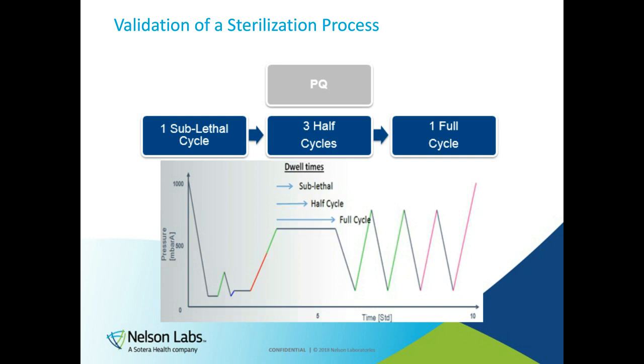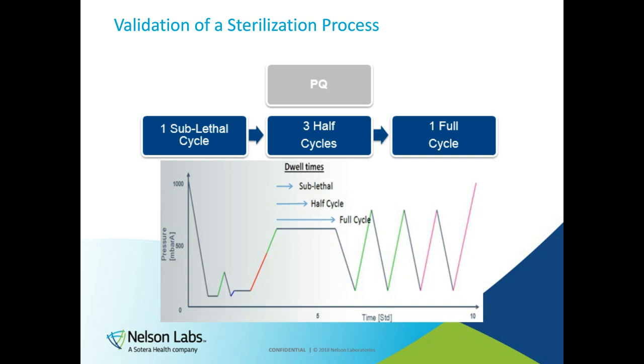release. In a typical or traditional validation of a sterilization process, we refer to that as a performance qualification. We're not going to be talking about installation qualification or operational qualification for the purpose of this discussion today, but we will talk about just the PQ and what that looks like. Typically speaking, a standard validation will consist of 1 sublethal cycle, 3 half cycles, and 1 full cycle.